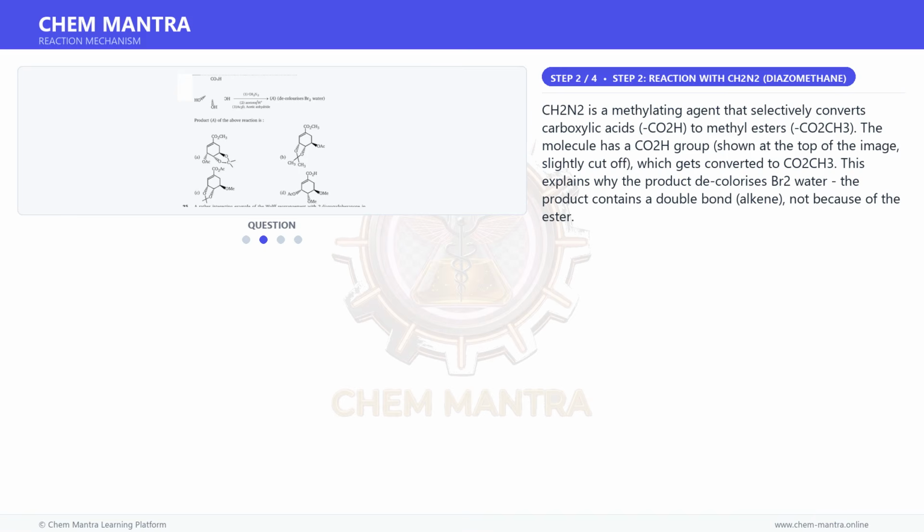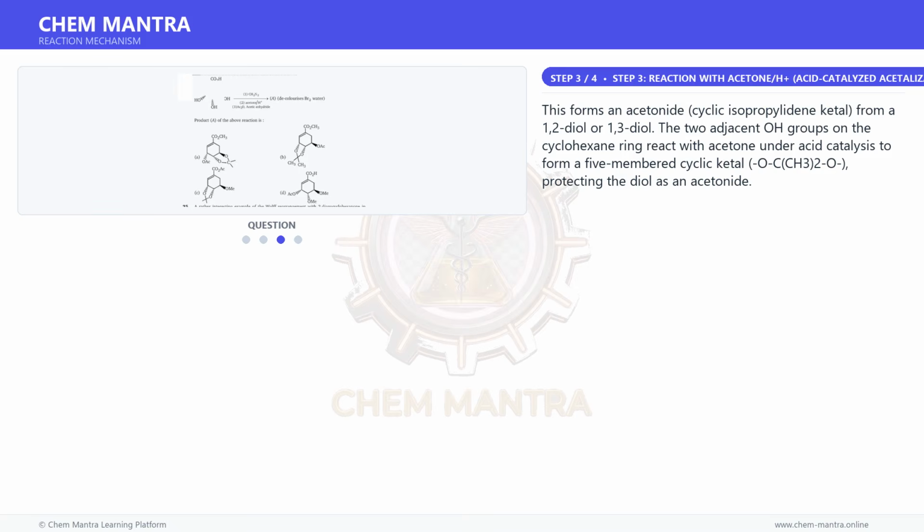CH2N2 is a methylating agent that selectively converts carboxylic acids, CO2H, to methyl esters, CO2CH3. The molecule has a CO2H group, shown at the top of the image, slightly cut off, which gets converted to CO2CH3. This explains why the product decolorizes Br2 water. The product contains a double bond, alkene, not because of the ester. Moving on to the next step.